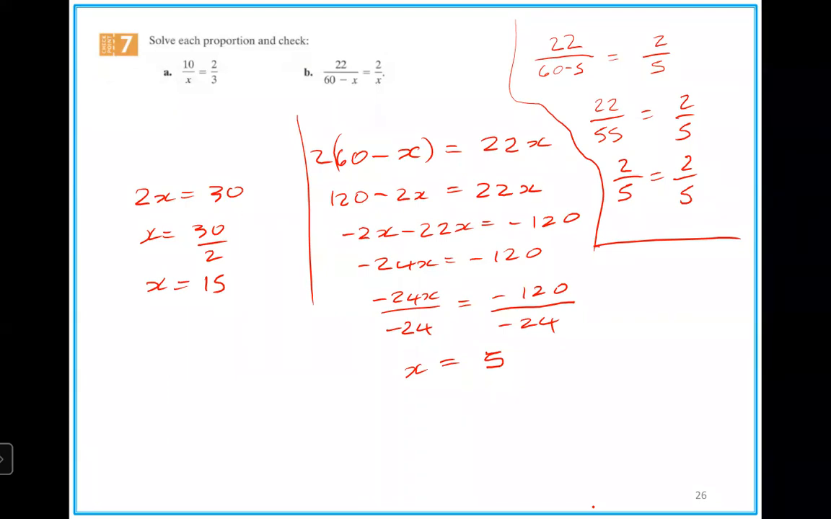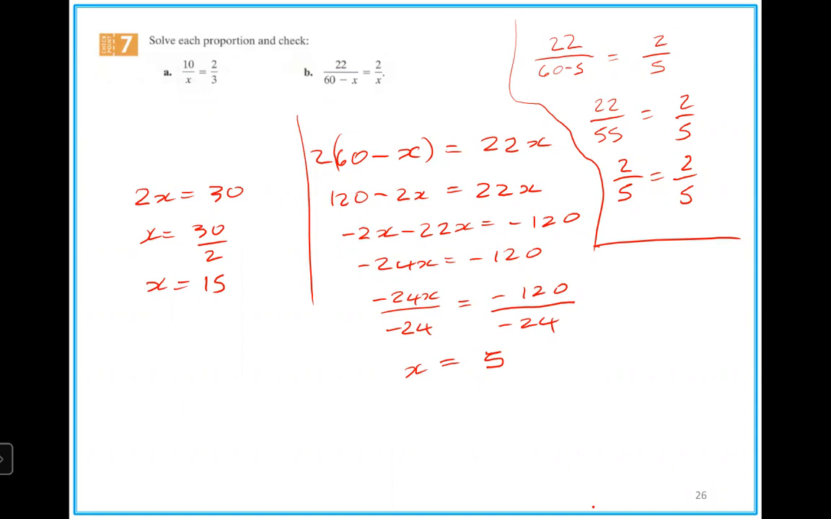Mr. Allen, quick question. I got the same answer, however I worked it out differently. I didn't have negative 24 and negative 120. My answers were positive, probably because I did it on the opposite side. Would we get points off for that in the exam?